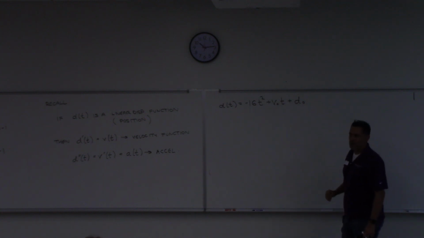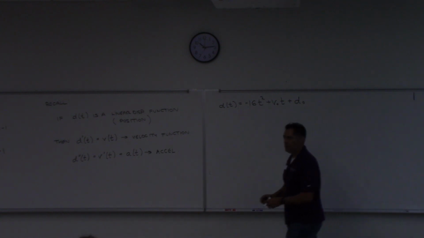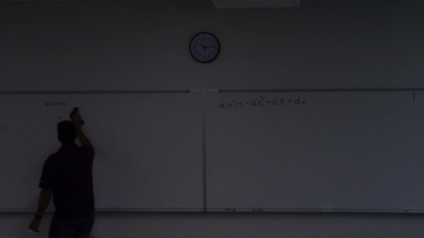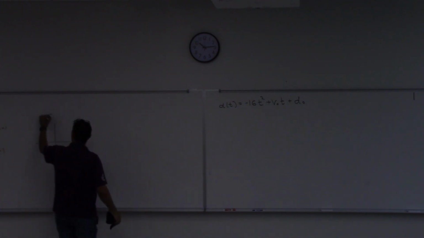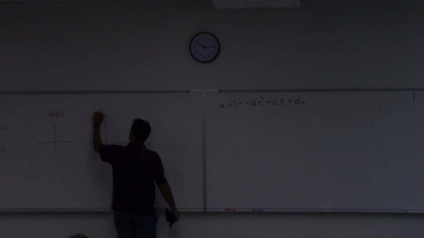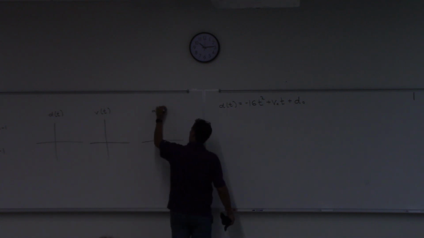Where does this formula come from? I'll show you. We're going to derive it. It's very simple. We're going to go backwards. We're going to try and get to the d of t function. This is the v of t function, the velocity, and here's the acceleration function.